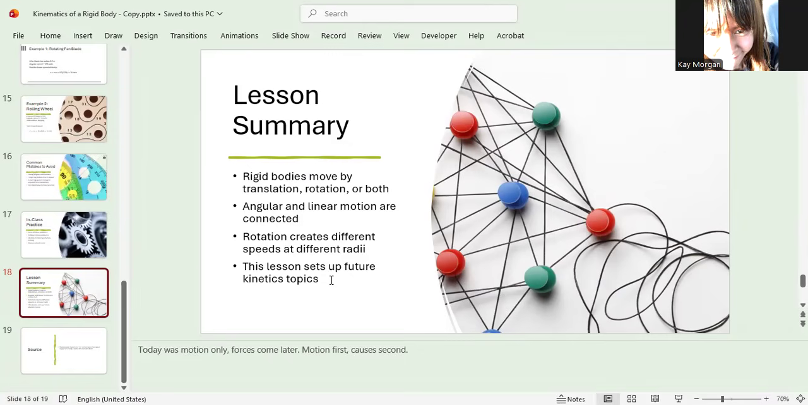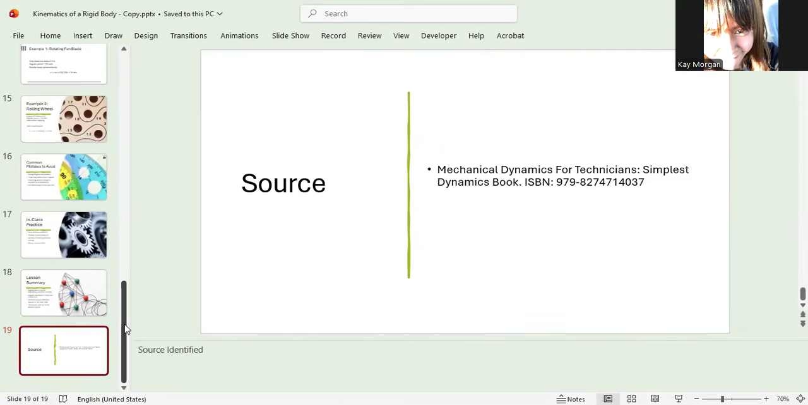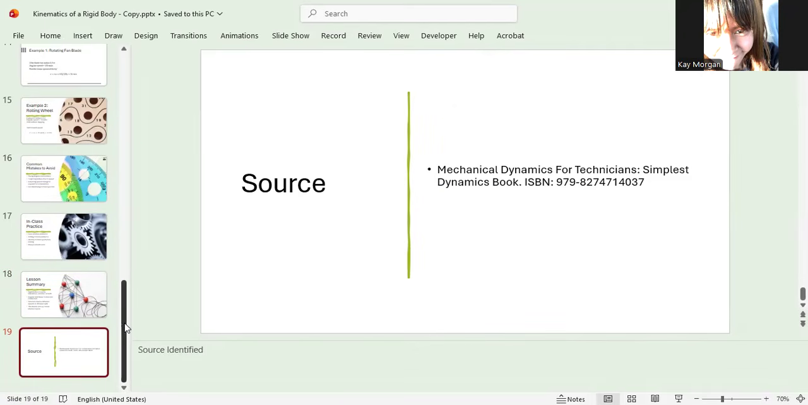So today we finished the motion material, and we don't study the forces because we're still in kinematics. Motion first, and then the causes are second to study. And here is the source I identified here. All right, that's it for chapter 3.